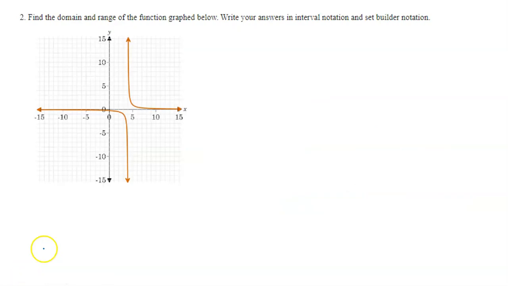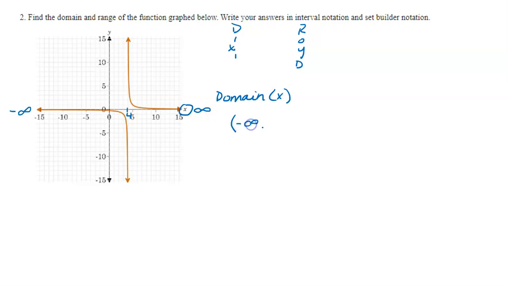I lost my cursor. Okay, domain and range of this function. So again, domain, which is x, so that's this. So on the x, it looks like, so this is infinity, and this is -infinity, and it looks like it goes until, it doesn't look like it crosses the 4 for x. So I'm going to say it goes from -infinity to 4, and then from 4 to +infinity on the x-axis.